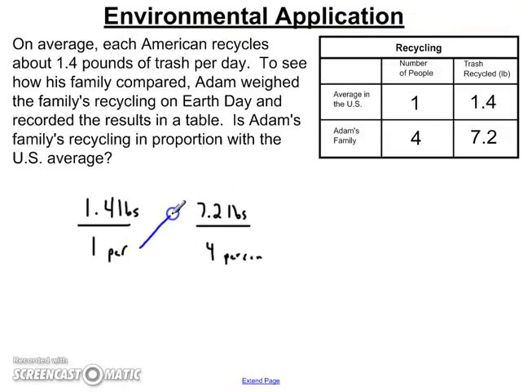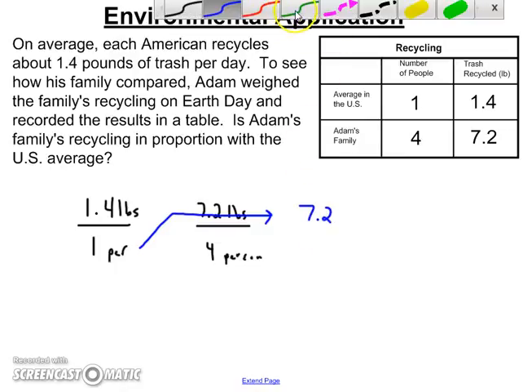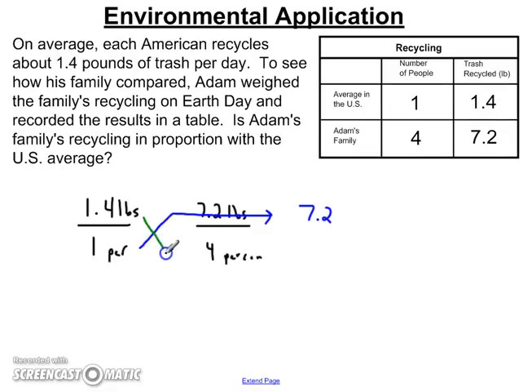All right, let me change colors here. So I'm going to cross multiply here, and I just like to do this. You're probably not going to see this in a textbook or anything like that. It helps me to show my cross multiplication. 7.2 times 1 is 7.2. Now if I cross multiply the other way, and if you're using a calculator or whatever means you're using, 1.4 times 4 is 5.6. Okay, these are not equal. Therefore, Adam's family is not in proportion with the average.